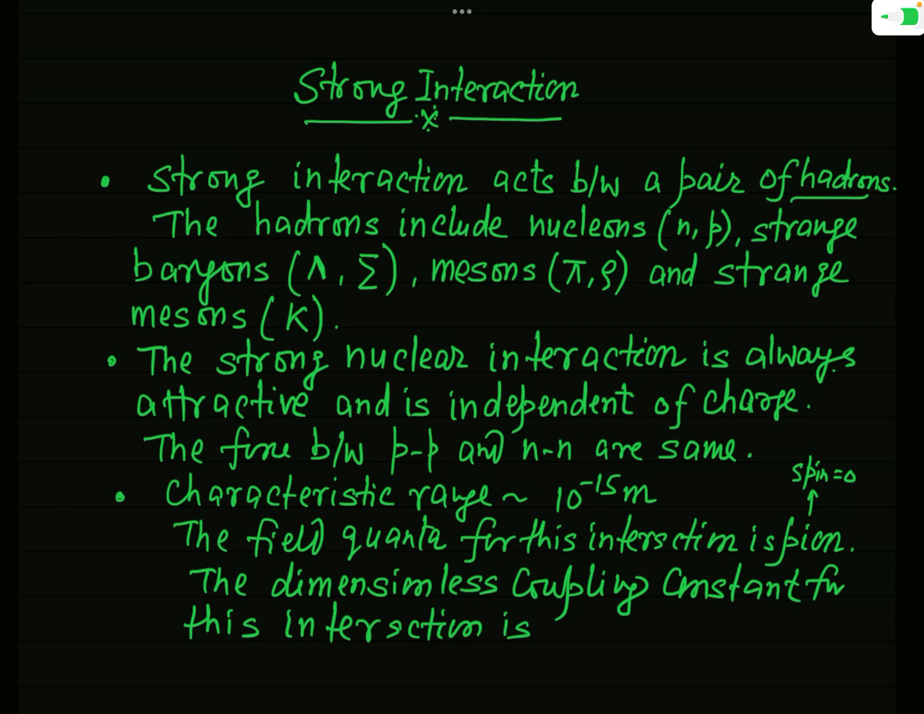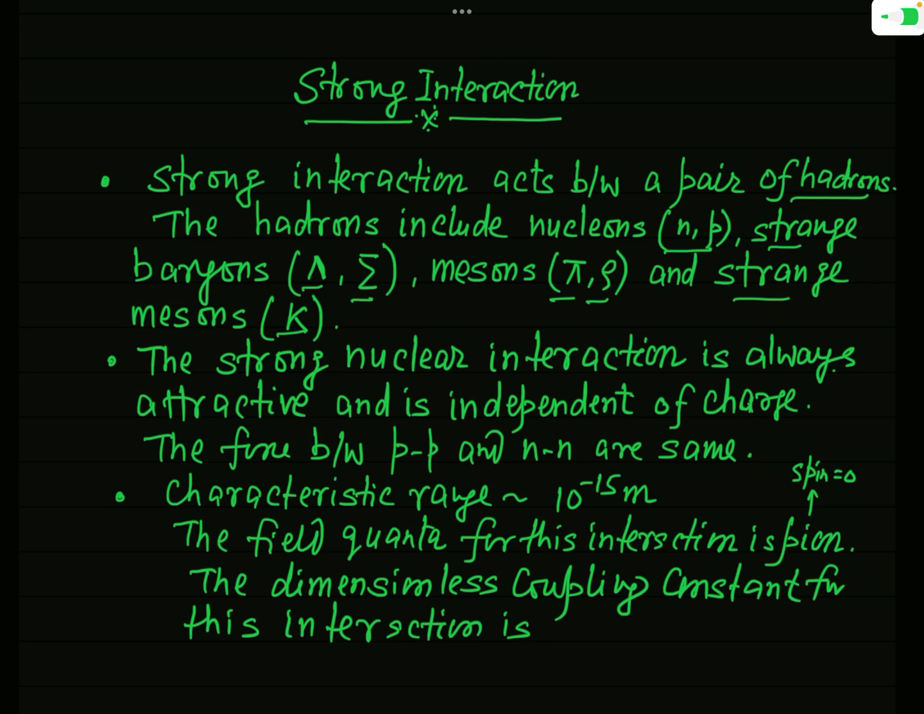For example, inside the nucleus, as I have told you, the pair of hadrons will include neutron and proton. Similarly, the strange baryons, that is lambda and sigma particles, are another pair of hadrons between which the strong interaction takes place. Similarly, the pair of mesons, that is pi meson and rho meson, is another pair between which a strong interaction takes place. And similarly, the strange mesons, these are K, and between two kaons, this interaction also takes place.